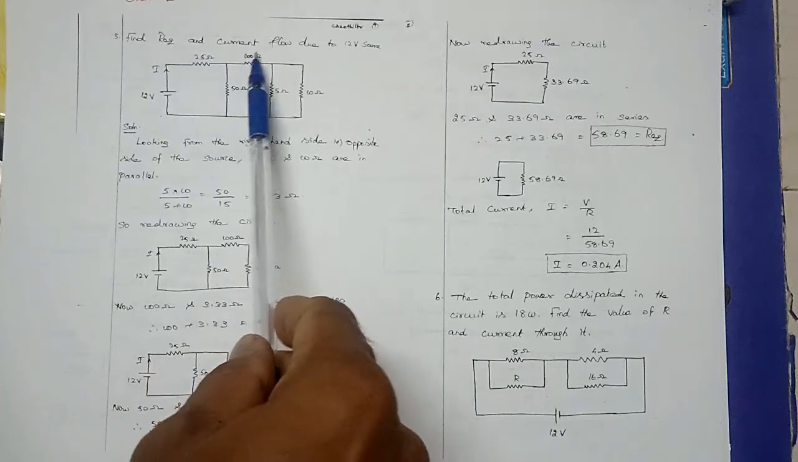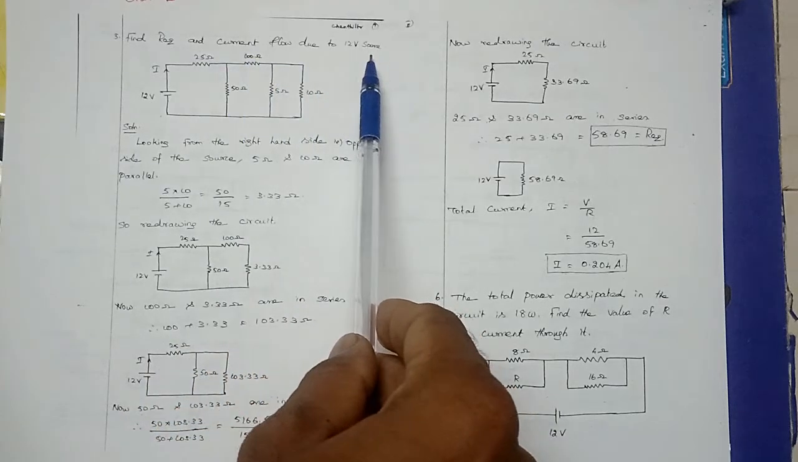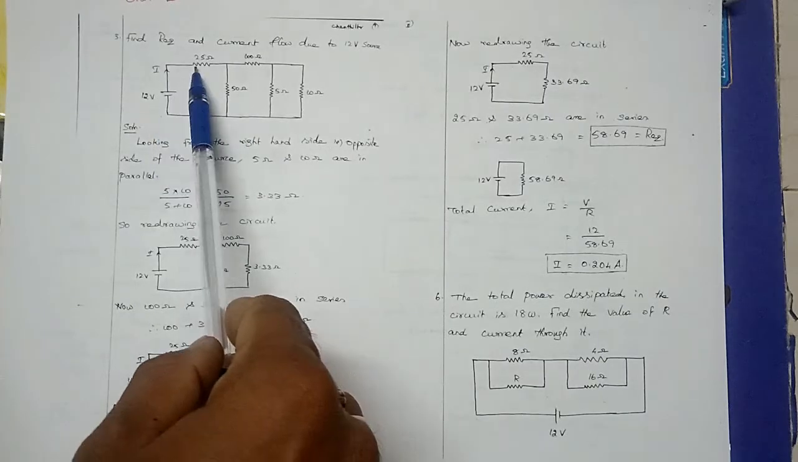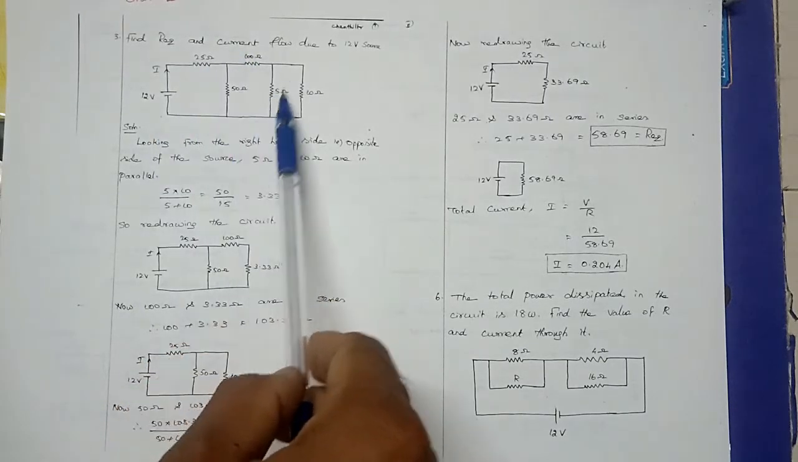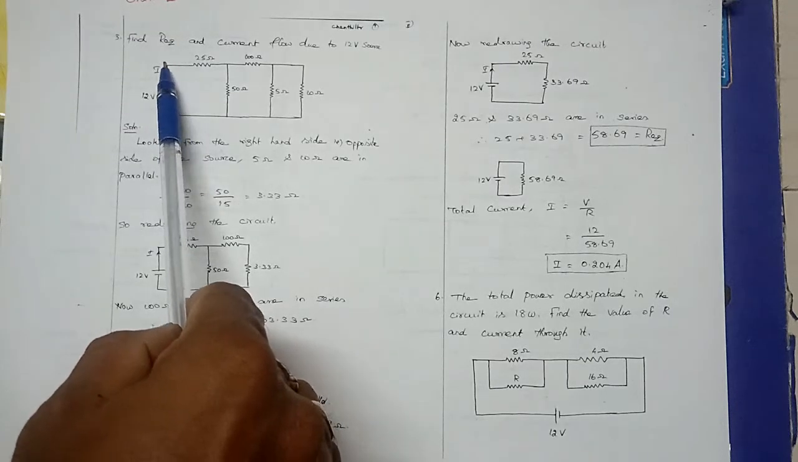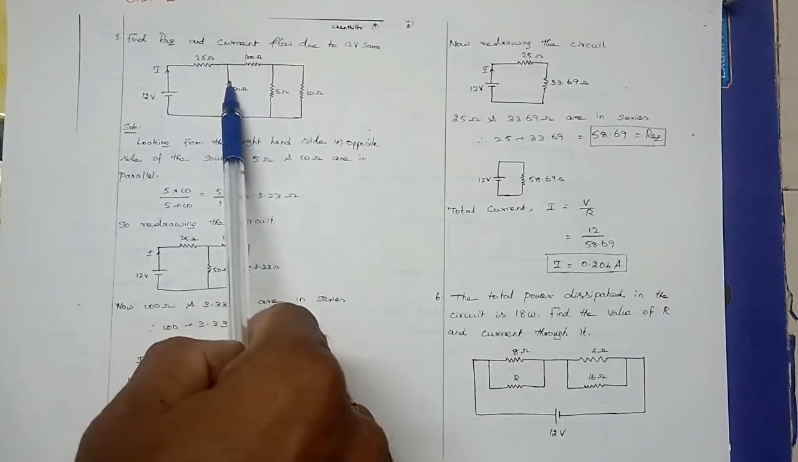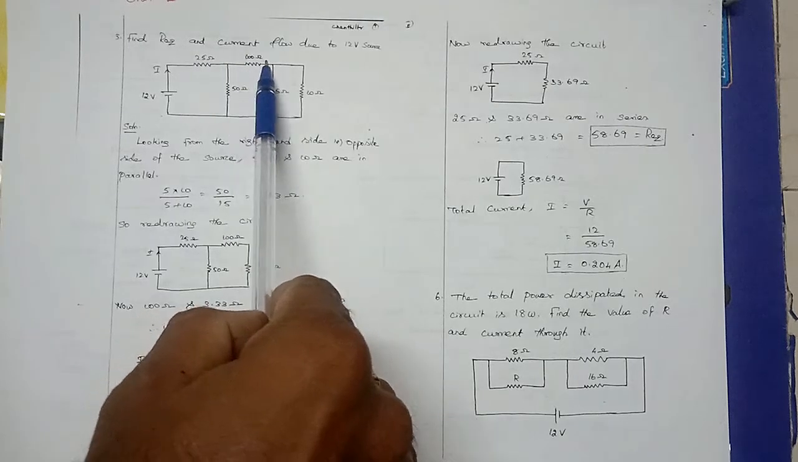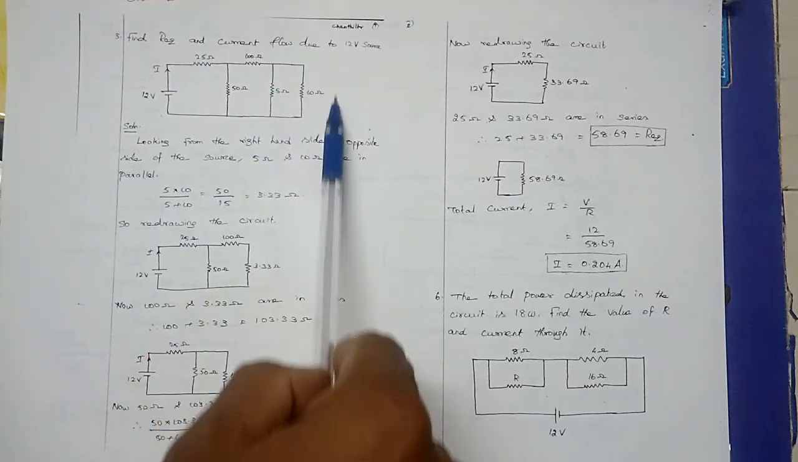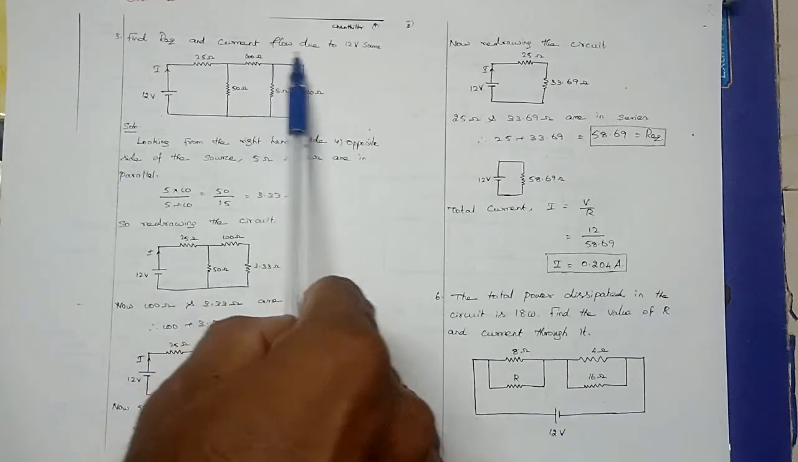Now check this problem. Find R equivalent and current flow due to 12 volt source. So you have a 12 volt source, 24 ohm resistor, 100 ohm resistor, 5 and 10 ohm resistors. So this one produces a current. This current flows here. It comes here and it is dividing between these two. What comes here will be again dividing between these two. So we can start from this.